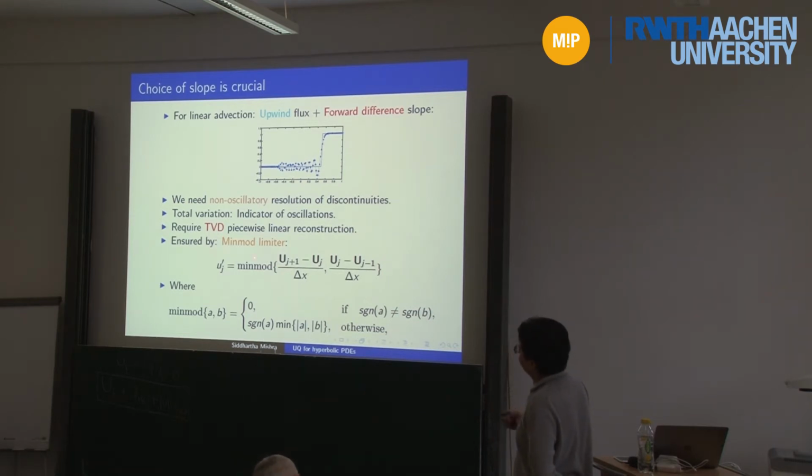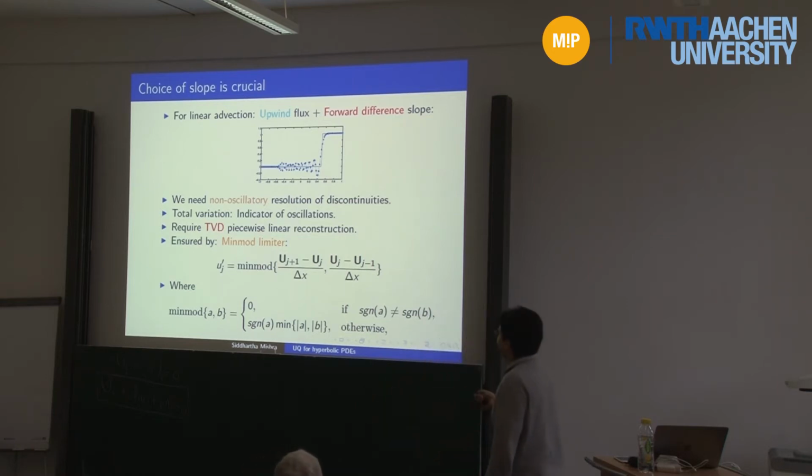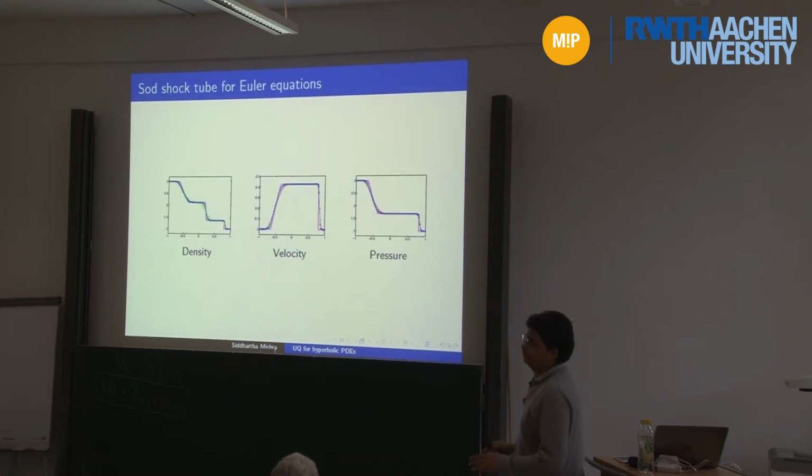So one way to do this is to look at the total variation, and total variation tells you how much oscillation there is. You have to reduce it or eliminate it. So one way is what are called limiters, slope limiters. So you just choose the slope intelligently. And if you do that, then you get non-oscillatory resolution.